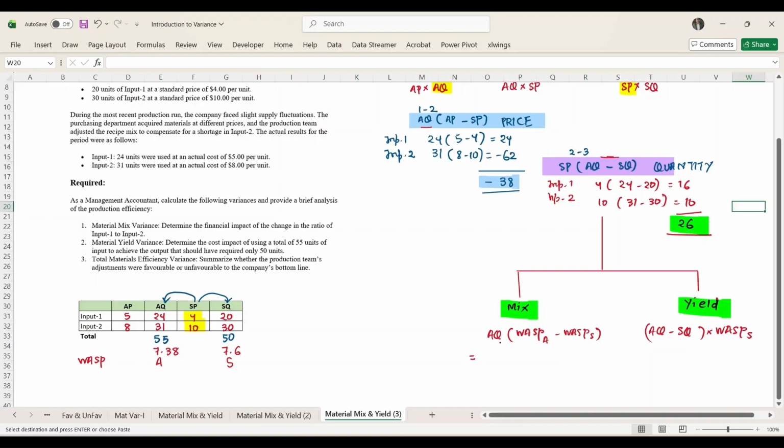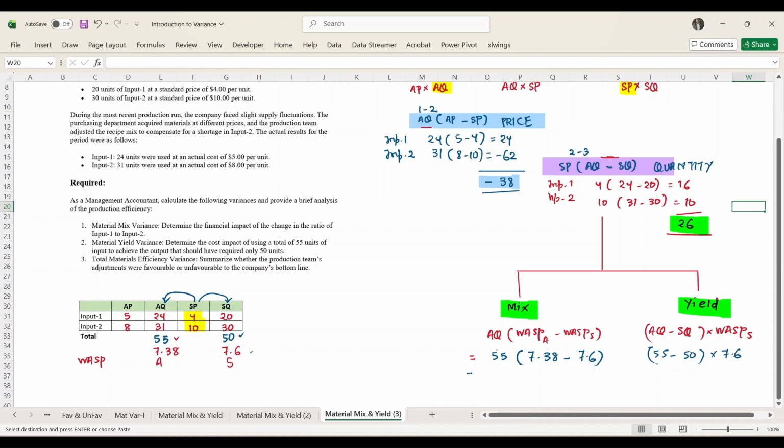What is actual quantity? All total quantity we'll take here, which is 55. So we'll take 55 here. Let's change the color. 55 is the actual quantity. WASP actual is 7.38 minus WASP standard, which is 7.6. We got it from here as a reference. Actual quantity minus standard quantity. So actual quantity all total is 55, standard quantity all total is 50. So here we'll take 55 minus 50 into WASP standard, which is 7.6.